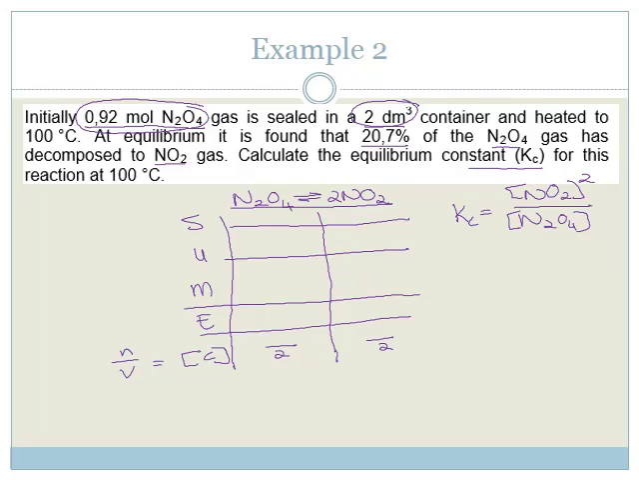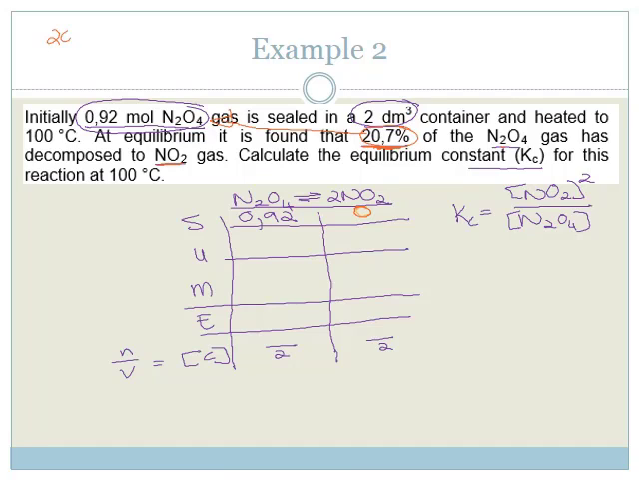Okay, so it says initially we've got 0.92 moles of N2O4, which obviously means we've got 0 of NO2, right? Then it says at equilibrium, it is found that 20.7% of the N2O4 gas has decomposed to NO2. So what do we need to do? We need to find 20.7% of 0.92.